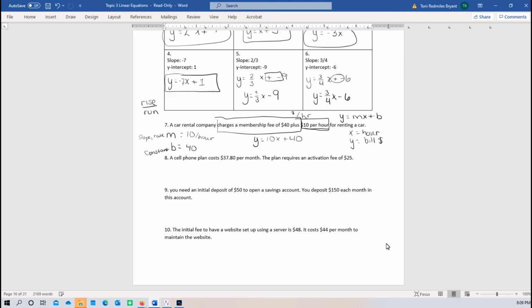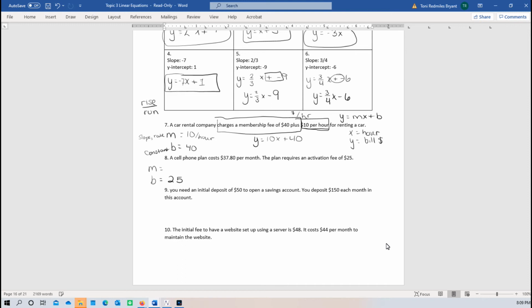So a cell phone plan charges $37.80 per month. The plan requires an activation fee of $25. So in the first month, if I'm trying to figure out that bill, I know that right off the bat I'm paying $25 no matter how many months. My plan is going to make me pay that $25.